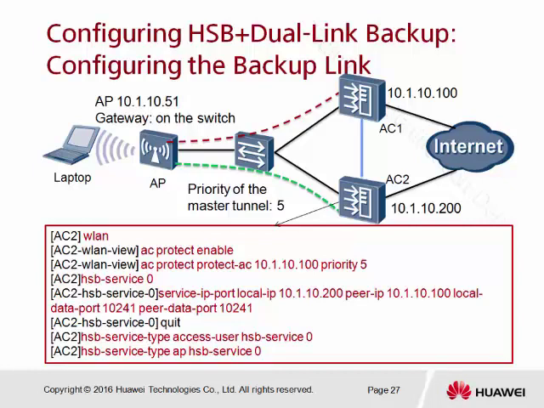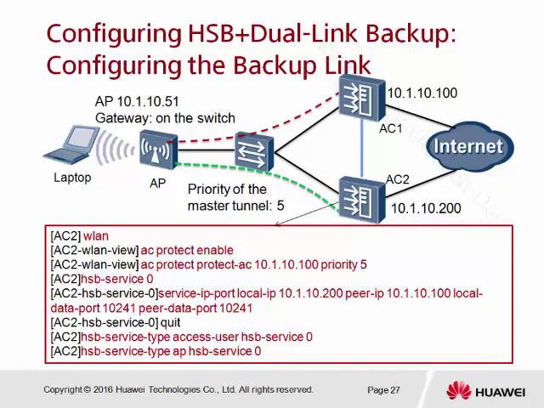So return to the system view. We do the same again on the AC2, HSB service 0. This time we're just doing it the reverse way. On the previous one, the local IP was the AC1 itself. For the AC2, you need to put its own IP address into the local IP. Of course, the peer IP will be the AC1.